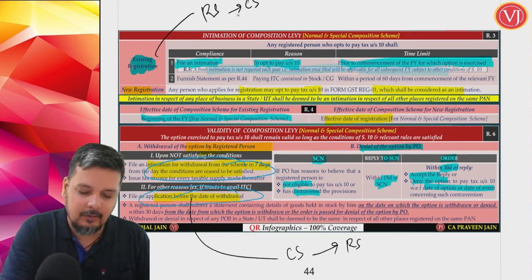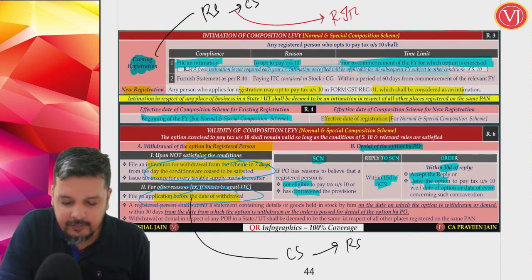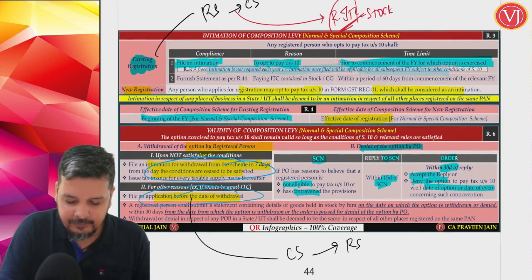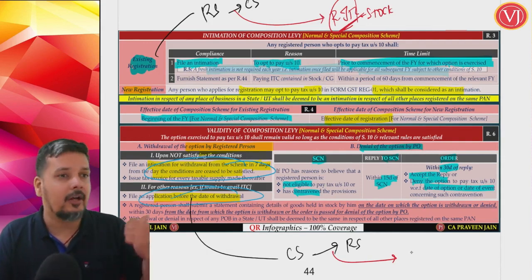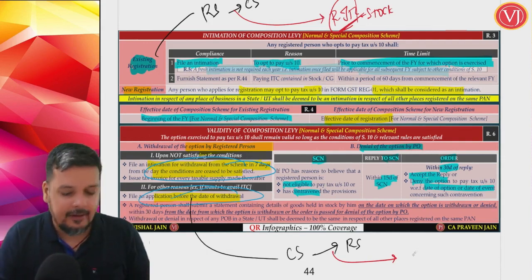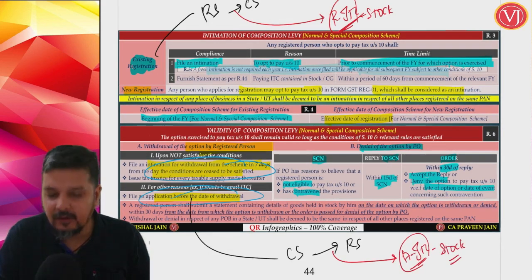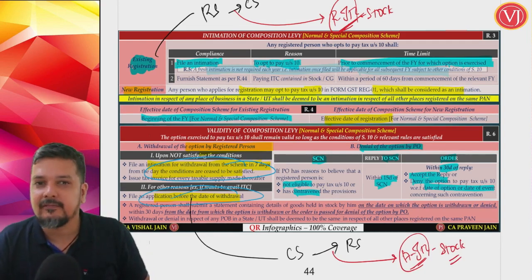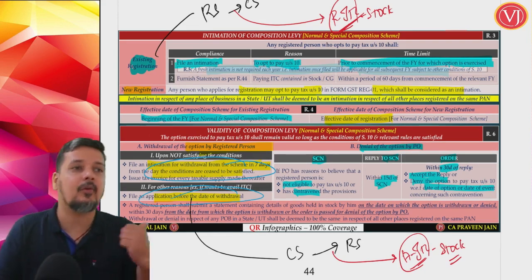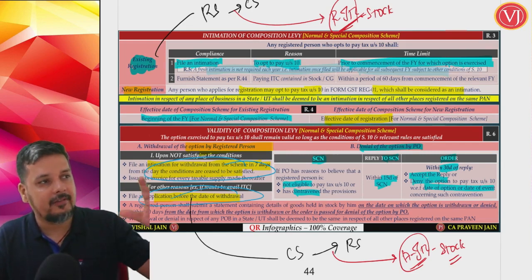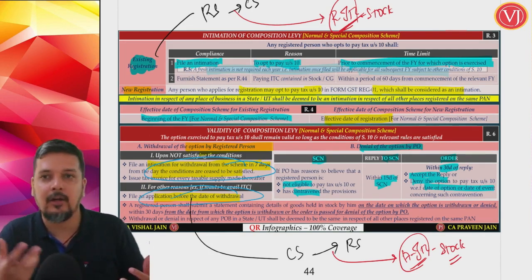If you're going from regular scheme to composition scheme, you would have taken ITC, but now you cannot take ITC. You have to reverse ITC on the stock. When you are exiting the composition scheme to the regular scheme, you did not take ITC, but now you are eligible for taking ITC. You will be availing ITC on the stock. This is discussed in your ITC chapter. Regular scheme to composition scheme, you took ITC, you are not eligible for ITC now. Whatever ITC you took on stock, reverse it. Composition scheme to regular scheme, you did not take ITC, but now you are eligible for taking ITC.